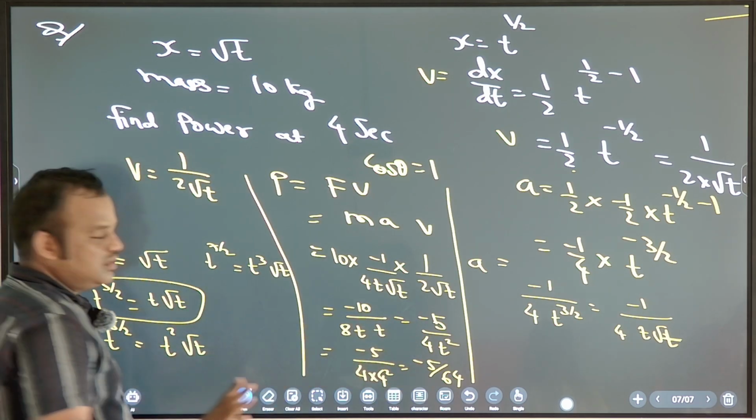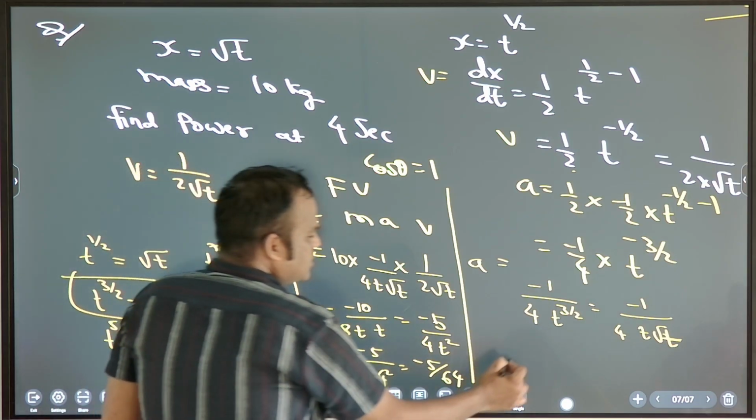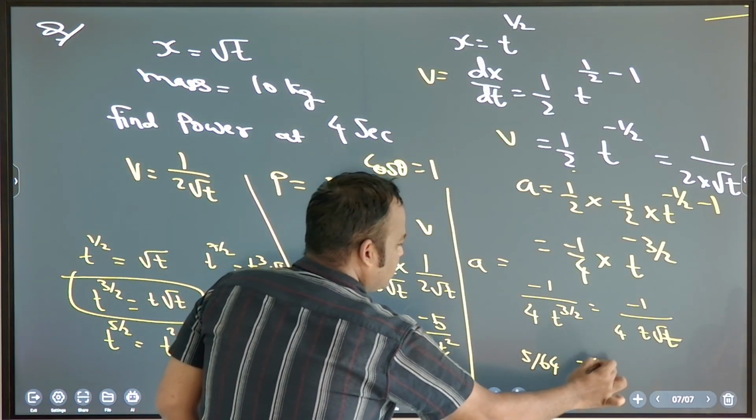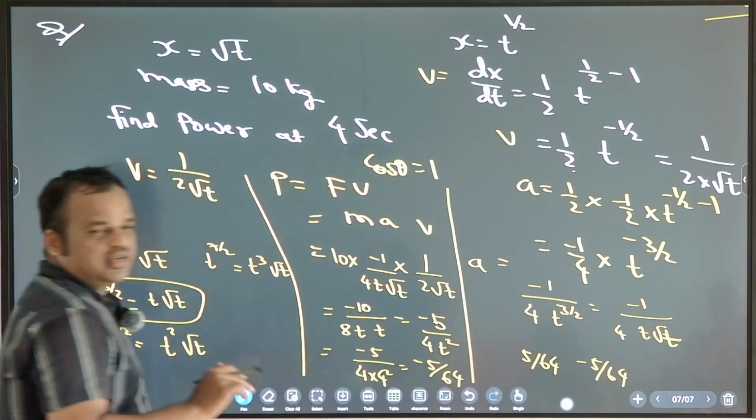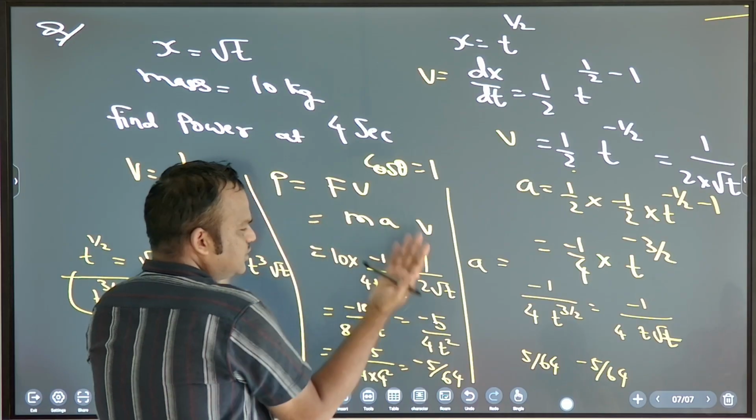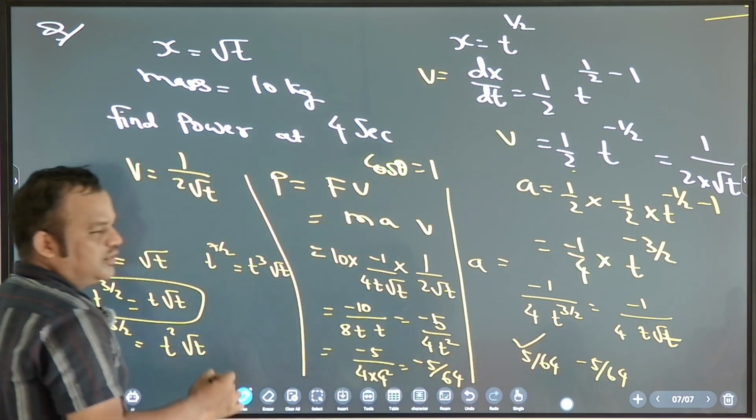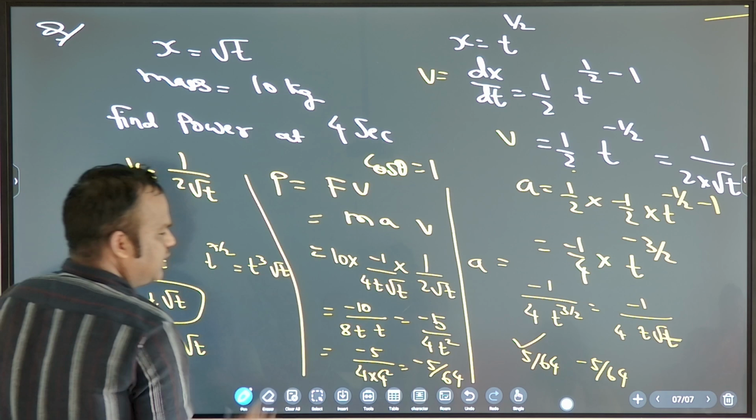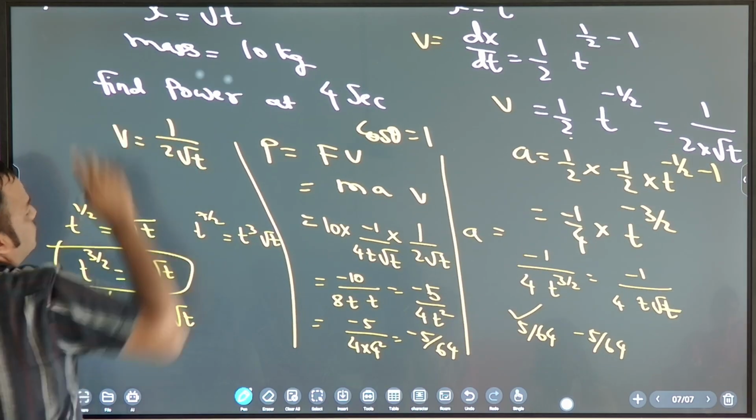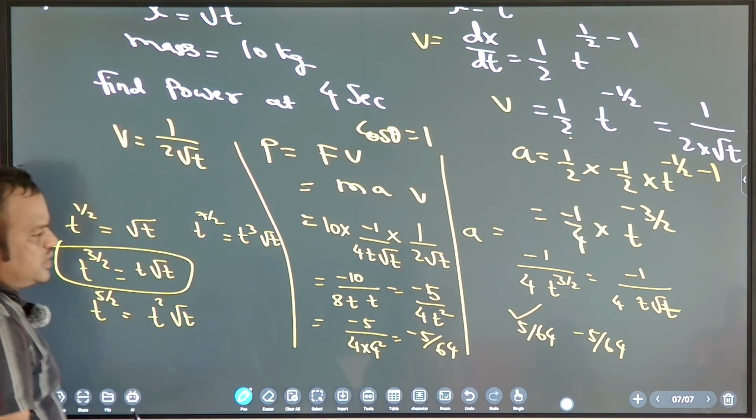One option will be 5 by 64 also, and one option will be minus 5 by 64. Are you getting or not? You are doing calculation, you forgot minus. Silly mistakes. So carefully you have to solve. Okay, fine. So instantaneous power is over.